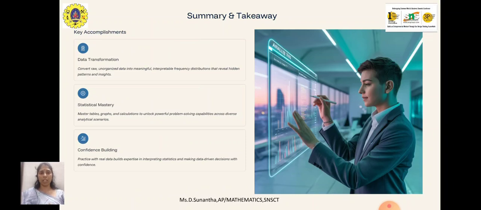Next is summary and key takeaways. Data transformation: convert raw ungrouped data into meaningful, interpretable frequency distributions that reveal hidden patterns and insights. Next is statistical mastery. Master tables, grouping, and calculations to unlock powerful problem solving capabilities across diverse analytical scenarios. Next is confidence building. Practice with real data builds expertise in interpreting statistics and making data driven decisions with confidence.